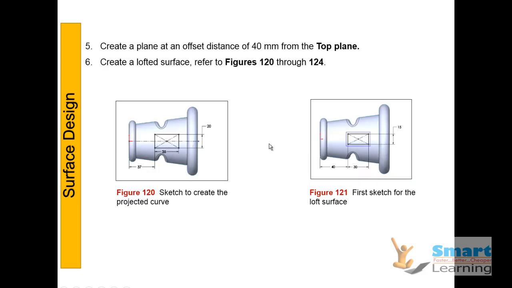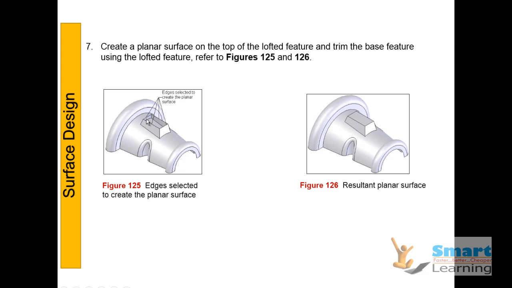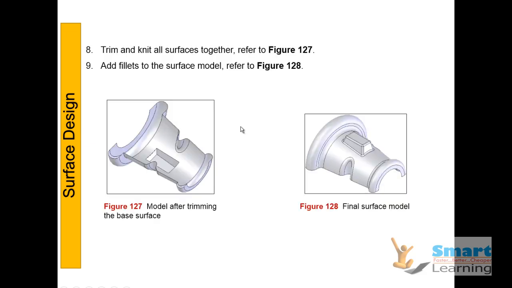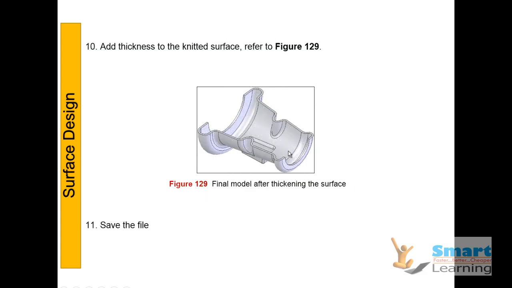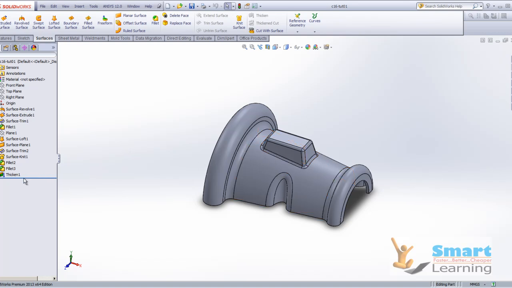Then you have to create the block and then you have to extrude, or you can go for even the surface projected curve and you can extrude and create the lofted feature. And after creating this, you have to patch with a planar surface, and finally you have to go for the knit all the surface and then finally have a fillet. And you can at the end apply the thickness and you can complete this project. So let us apply quickly all this concept and understand this.